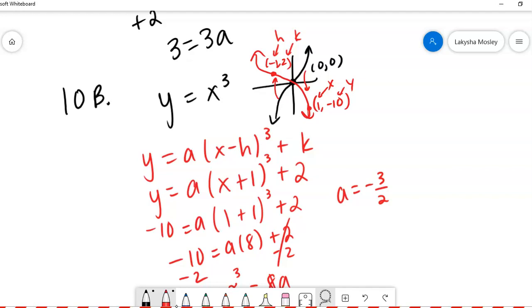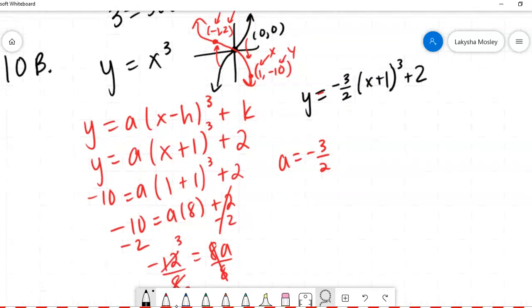Okay, so A is equal to that, so here's our final answer. Y is equal to negative 3 halves, open parentheses, x plus 1 cubed, and then plus 2 in the back. This is the final answer.